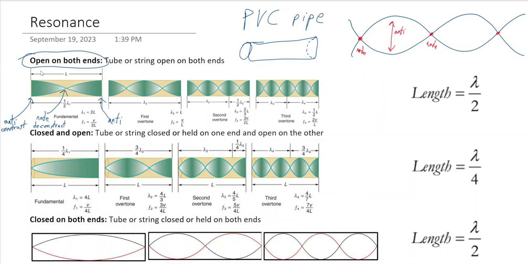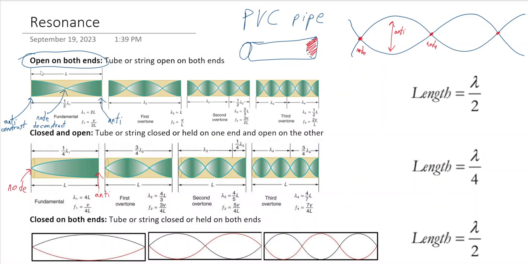Now let's take a look over here. This is a closed tube on one side. If you closed the PVC pipe, now it looks like this second situation. There's a node anytime it's closed, because it's like you're holding the string tight on one end, and the other end is open, so this would be an antinode.